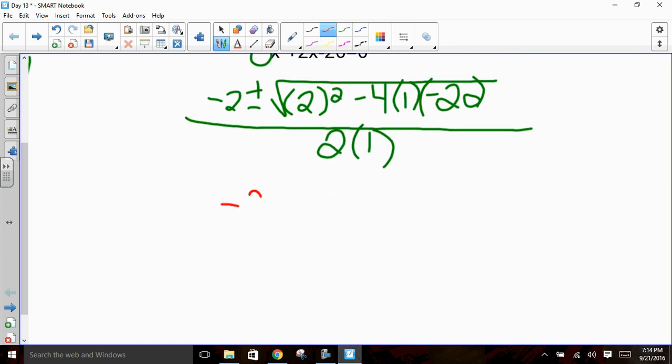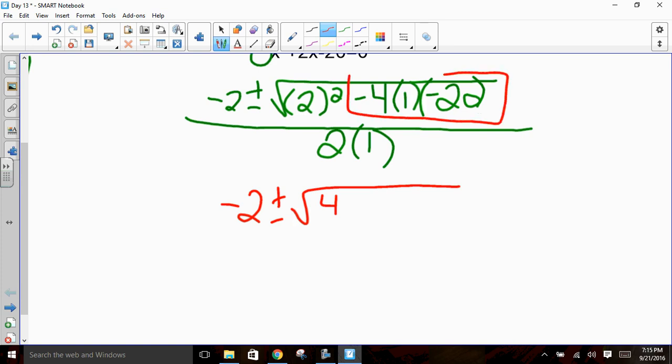So let's do some simplifying. We have negative 2 plus or minus the square root of 2 squared is 4. In your calculator, we're going to multiply this whole big thing together at once. So you're going to take negative 4 times 1 times negative 20. What'd you get? You got 80, right? Now, is that 80 positive or negative? Well, there's no negative sign with it, so it has to be positive.